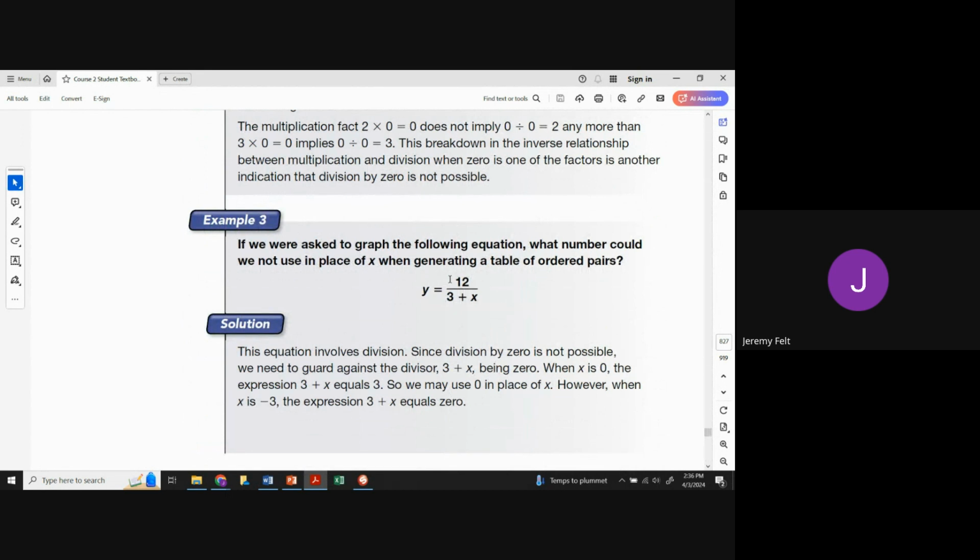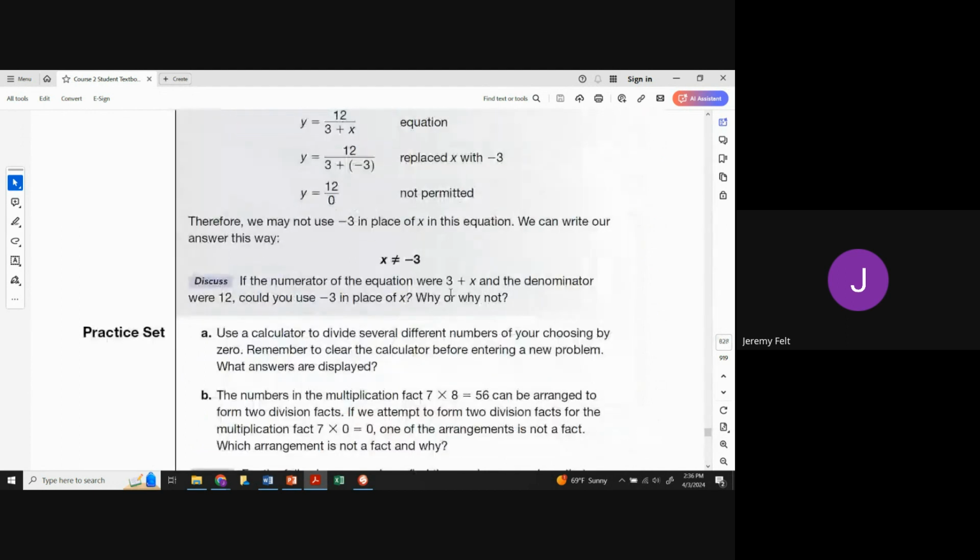If we have an expression like this, it would be an inverse relationship. As x is getting bigger, y is getting smaller. Now, it's 3 plus x in the denominator. So x can be 0 because 3 plus 0 is 3, but it cannot be negative 3 because 3 plus negative 3 is 0. 12 divided by 0 is undefined. So we would not be able to have x equals negative 3.